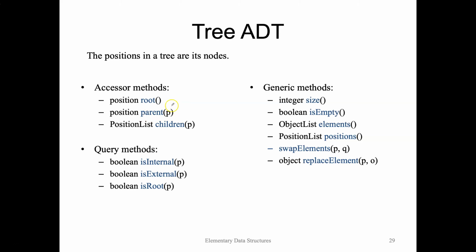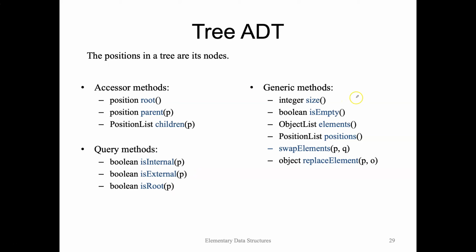Now parent will take a position and return whatever the parent node is. There's only one parent. Children will take a position, take a node, and return the list of all children that that node has. Is internal and is external will just return true or false based on if that node is internal or external. Is internal will return true if it has at least one child. Is external will return true if it has no children. And is root will just check to see, is this node P the root of our entire tree, the only one that has no parents.